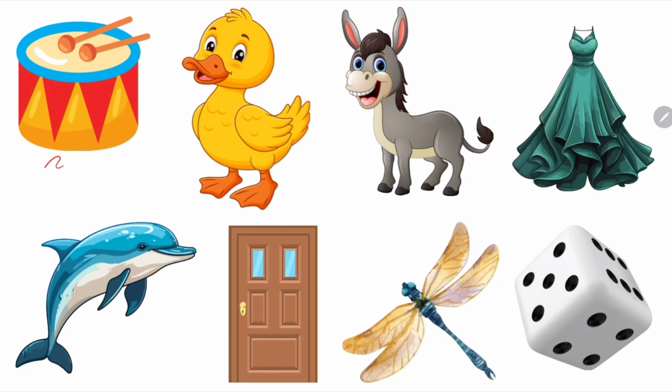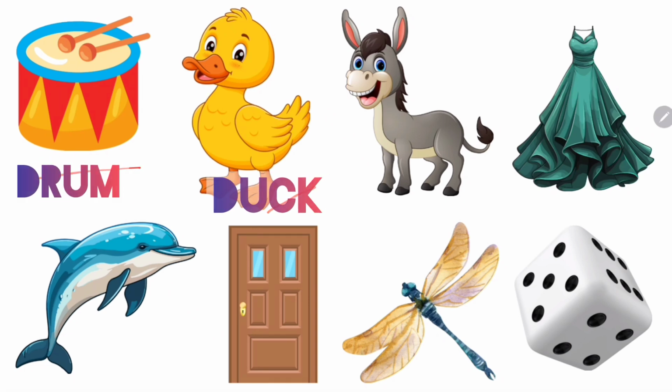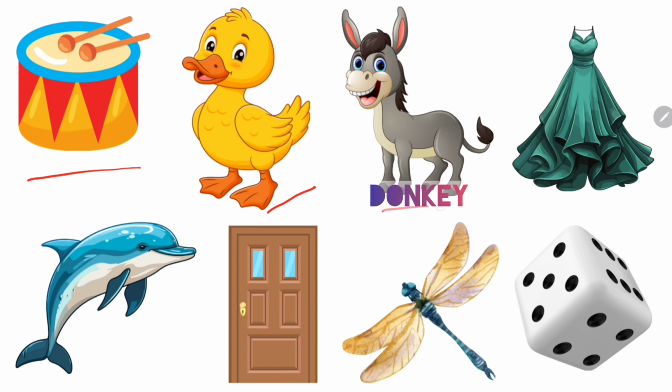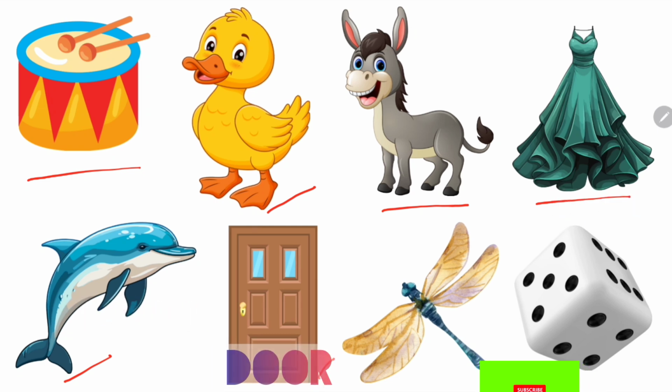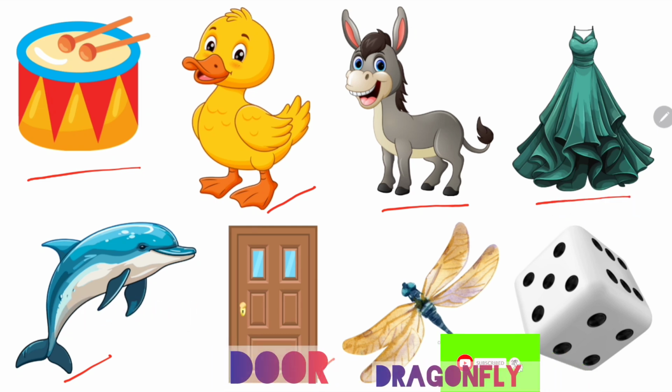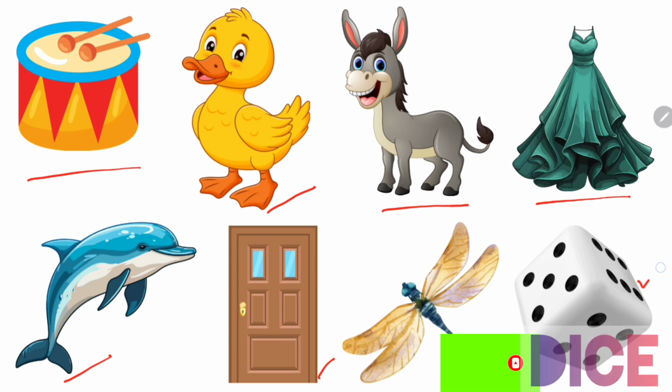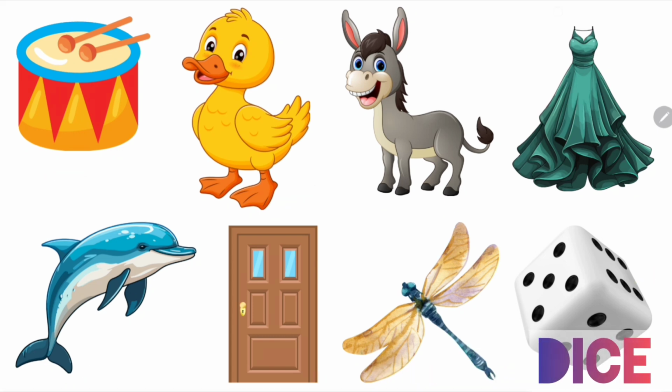Read with me. Drum. D for duck. Quack, quack. D for donkey. D for dress. D for dolphin. D for door. D for dragonfly. Do you know this? Dragonfly. It's an insect. This is dice.